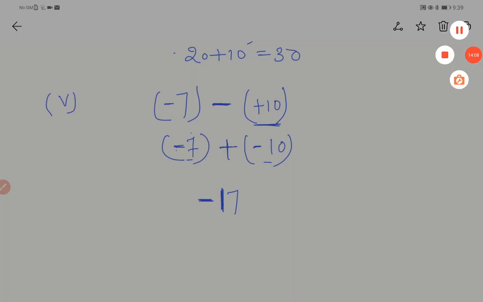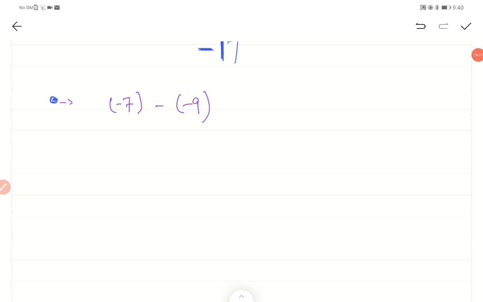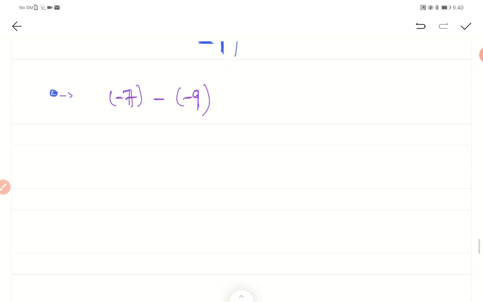Okay, let me do one example by using a number line. I have two negative integers, minus 7 and minus 9, and we are subtracting them. So first, for your easy understanding, you convert it into the positive sign and do it the same as we did for addition. So what is it? Minus 7 plus, the additive inverse of minus 9 will be plus 9.